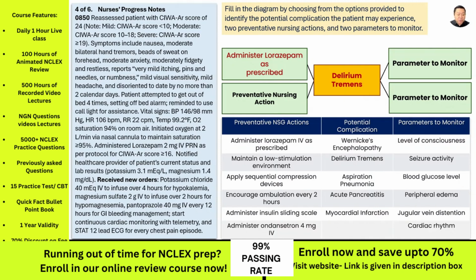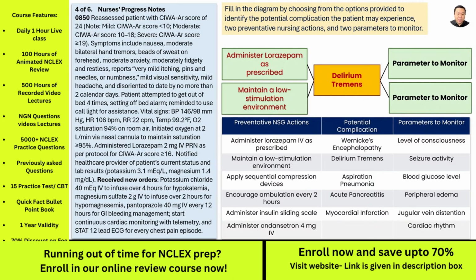Now, the next action that you should select is maintain a low stimulation environment. It seems very simple, but this is critical in the care of a patient undergoing alcohol withdrawal. We know that a quiet, low light environment can help reduce sensory overload, which is a big deal in withdrawal. The patient is already anxious, restless, visually sensitive, and confused. And so too much noise, bright lights, or interruptions can actually push him over the edge into hallucinations or seizures. So what do we want for this patient in this case?